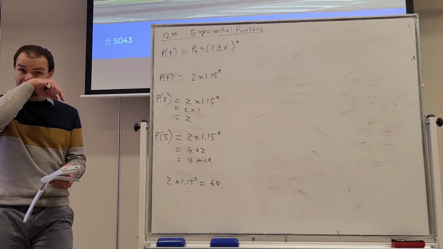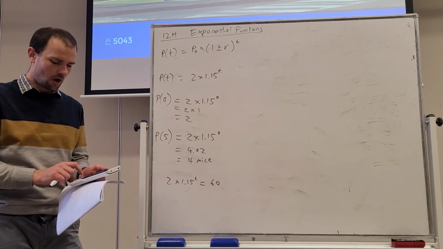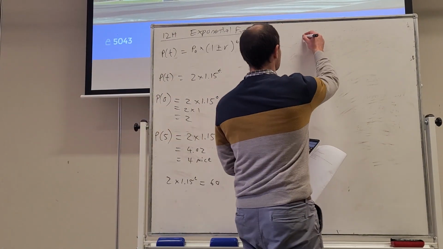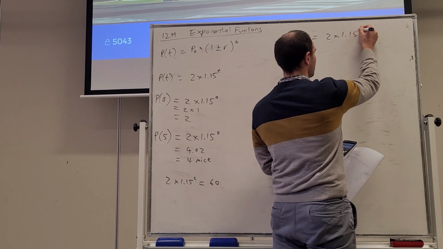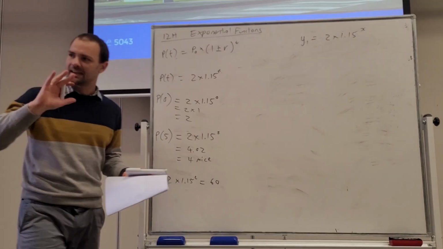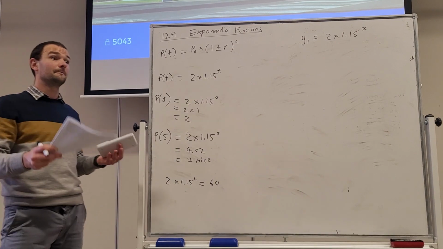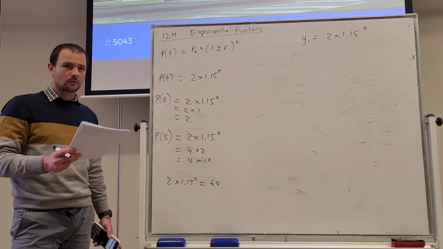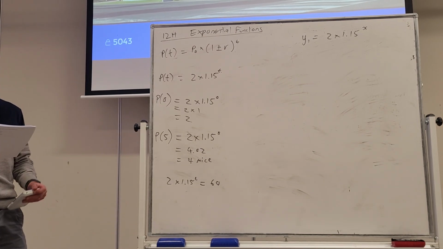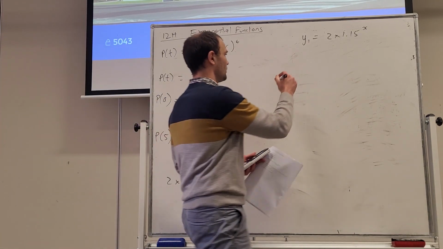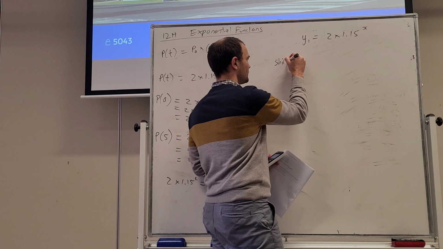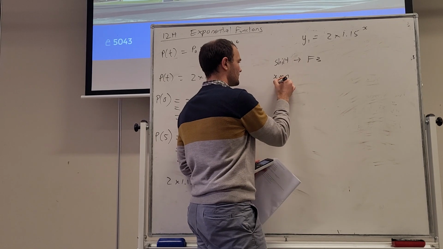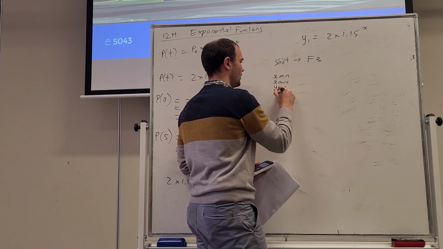We'll go back to our graph menu, and we're going to type in 2 times 1.15 to the power of x. We use x and t interchangeably, so be comfortable with that. They just mean variable, right? Now we've got the graph there, so let's talk about the V window. Shift F3 brings up the V window, and we need our X min, X max, Y min, Y max.